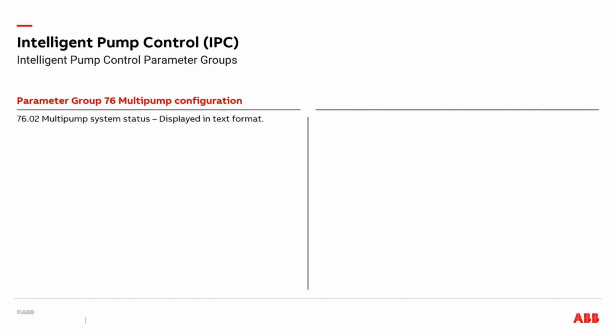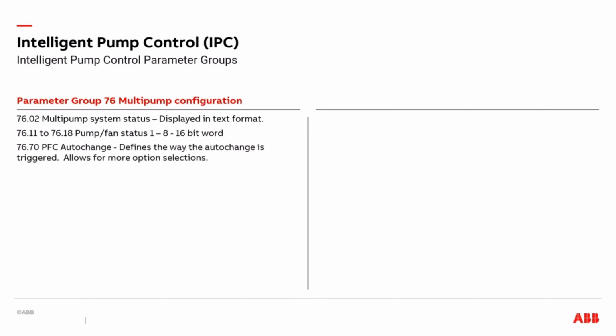Parameter 7602, multi-pump system status, is displayed in text format. And 7611 through 7618, pump and fan status, words 1 through 8, is a 16-bit word. Refer to the manual for what the individual bits mean for each word. 7670, PFC auto change defines ways to do auto change. It allows for more options to be selected than we can select in primary settings.